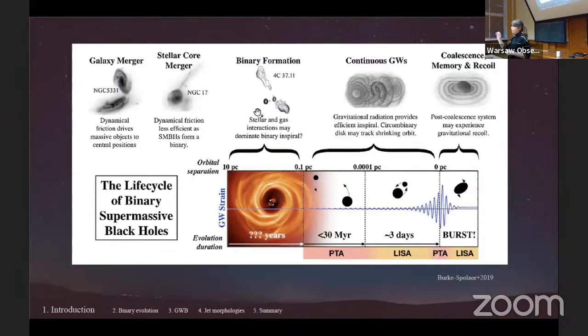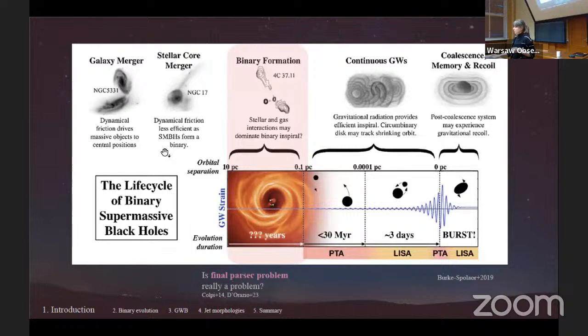Right now we have only one single observation confirmed of a binary that close, at around 7 parsecs. If they effectively shrink even further to subparsec separations, we know that they would generate gravitational waves, which would bring them to merger in a relatively short time.